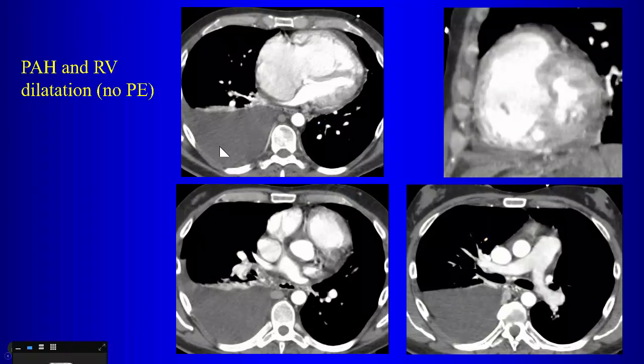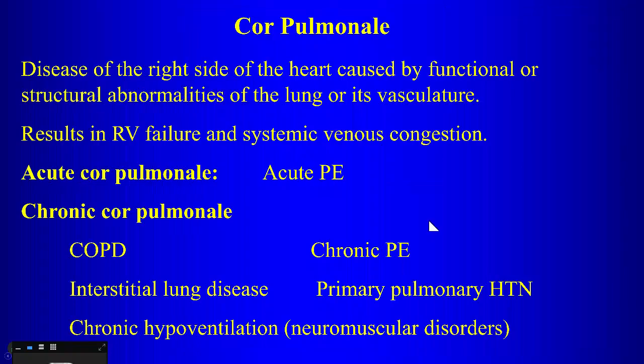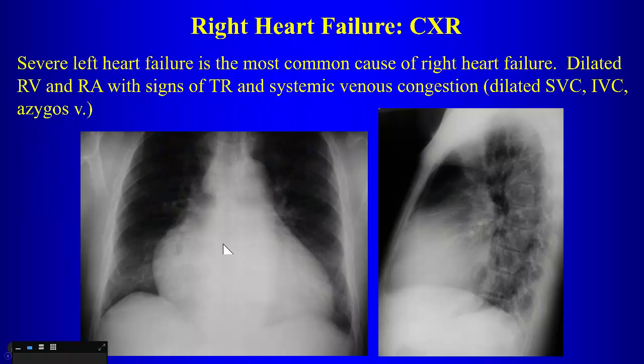Okay? Be careful, because not all cases when the right ventricle is dilated are from acute PE. In this case, there's some right ventricular hypertrophy, so this patient has a dilated right ventricle from PA hypertension. We talked about all this, right? So not all causes of right ventricular dilatation are acute PE. Cor pulmonale is when disease of the right heart is caused by a problem in the lung. That results in right heart failure and systemic venous congestion. Acute PE causes acute cor pulmonale. For chronic cor pulmonale, the most common cause is COPD, but any lung disease can do that.